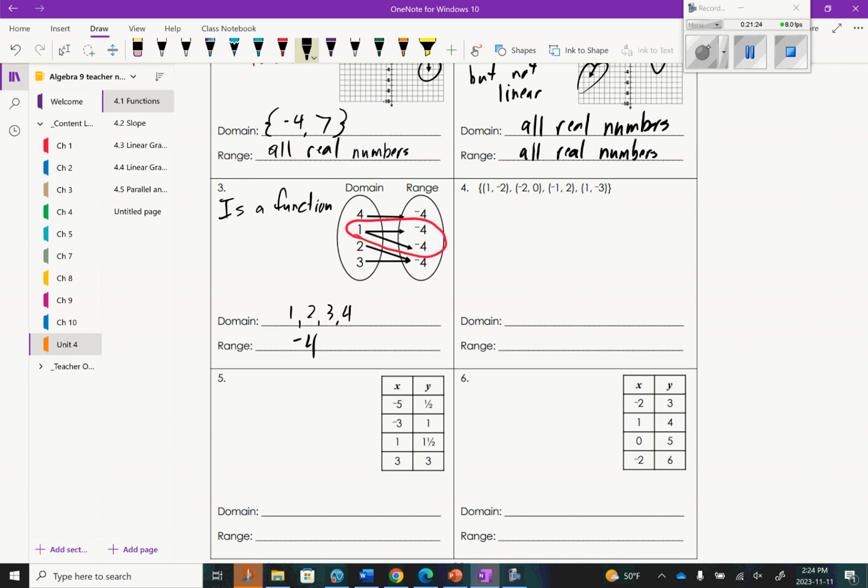Now, if this said -4 and that said -3, then it would not be a function. Didn't do that. They give us, no matter what the x value is, the y value is going to be -4 every time. This is a line.